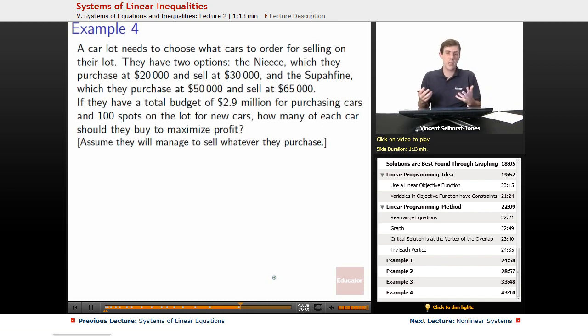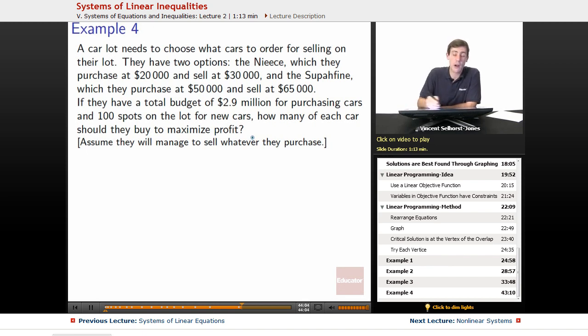So the idea here is they purchase a car and then they mark it up and they sell it. And so the difference between those two is how much money they make. But they've got limits on how much money they start with for purchasing cars and how many spots they have to actually put the cars on the lot. So they have to figure out what is the best combination of cars to purchase to maximize how much money they make out of it. So with all this in mind, let's start setting some things up.